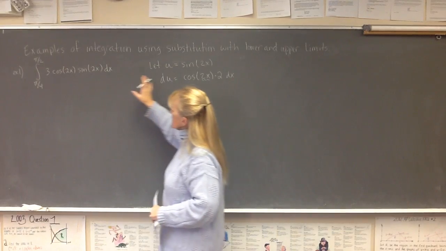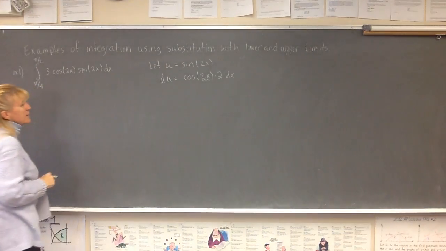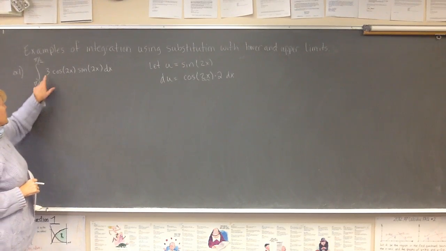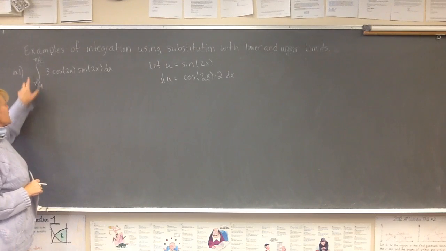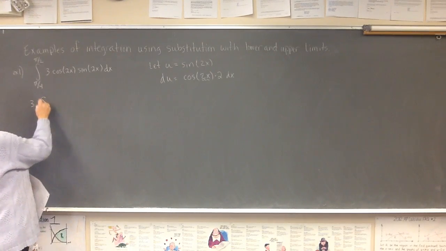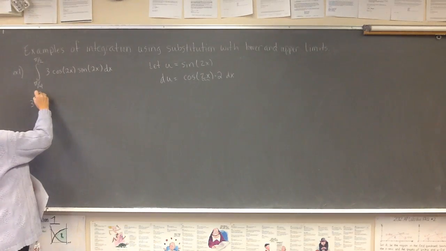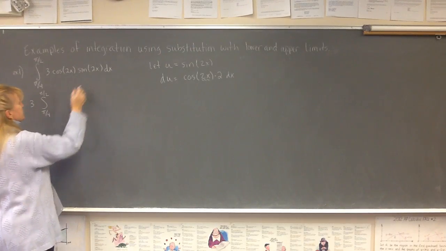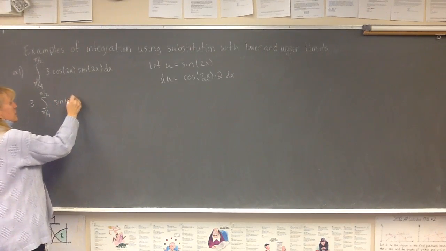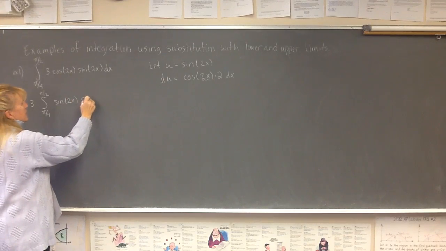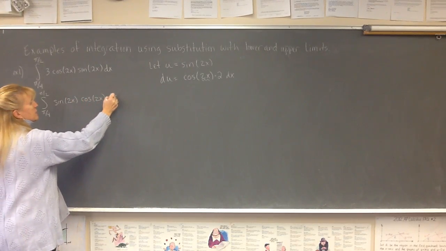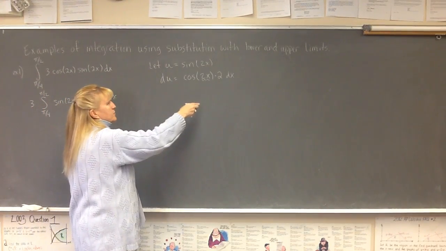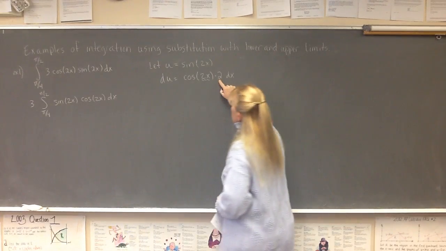So I'm going to come over here and look at this function. And I might just want to rearrange things a little bit if I want to take my time. I don't need this 3 sitting here, so I want to pull that to the outside. We'll keep it pi over 4 and pi over 2 for a moment because I'm going to stay in terms of x's. I'm going to put sine of 2x first, and then I'm going to put cosine of 2x dx. Just because the cosine and the dx group together right here, so that'll be an easy substitution when I do this.